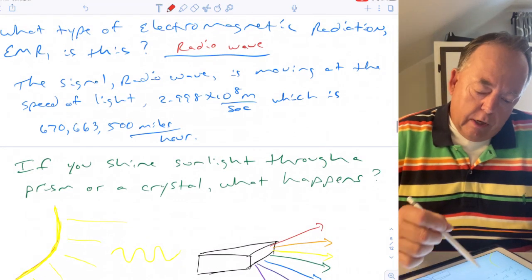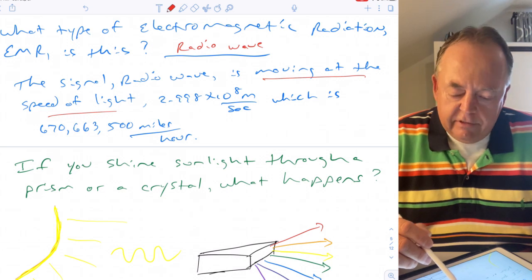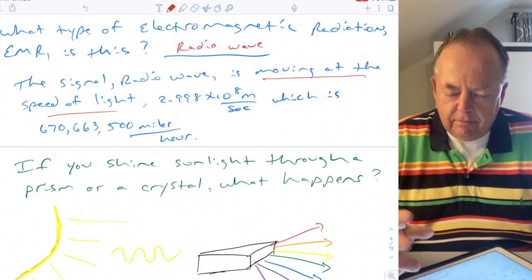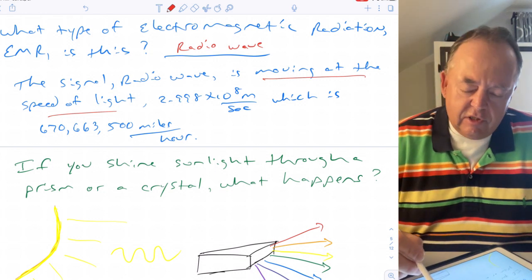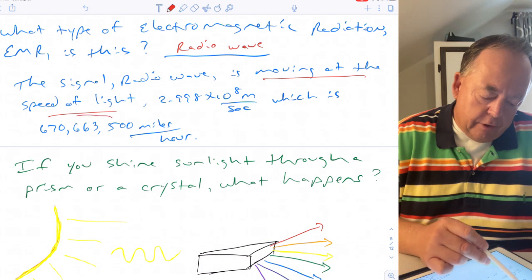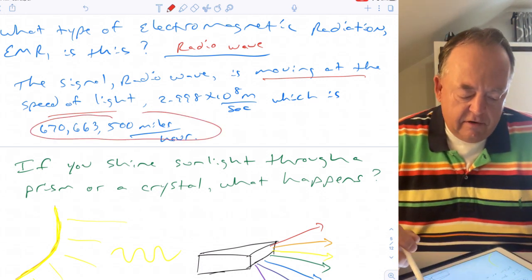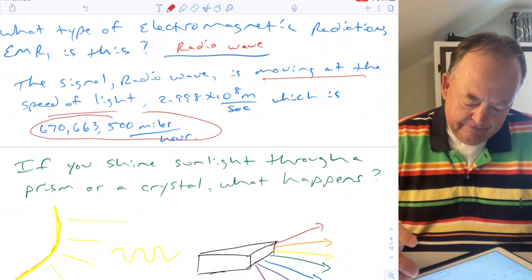And so that radio wave, again, is moving really fast. It's moving at the speed of light, 2.998 times 10 to the 8 meters per second, which doesn't mean a lot to me. I know it's fast, but I don't think in terms of meters per second. I think in speed in terms of miles per hour. So if you converted that to miles per hour, you would see that that's 670,663,500 miles per hour.